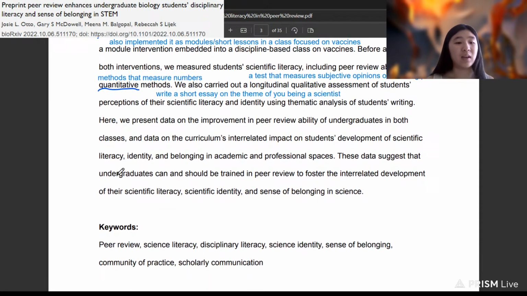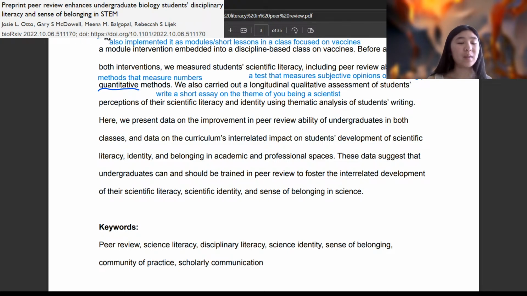Okay. Here we present data on the improvement in peer review ability of undergraduates in both classes and data on the curriculum's interrelated impact on students' development of scientific literacy, identity, and belonging in academic and professional spaces. These data suggest that undergraduates can and should be trained in peer review to foster the interrelated development of their scientific literacy, scientific identity, and sense of belonging in science.